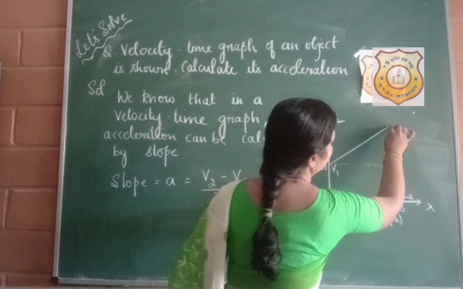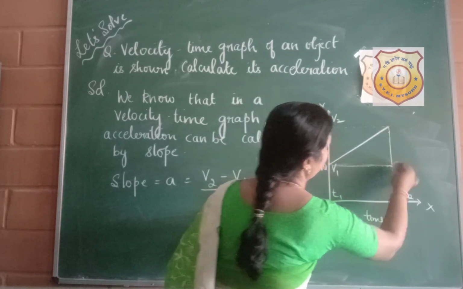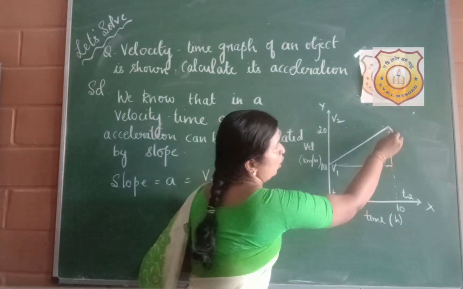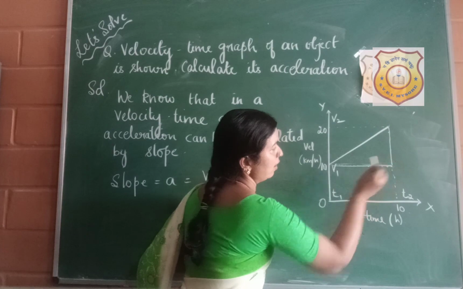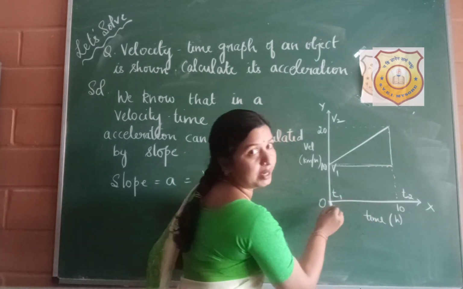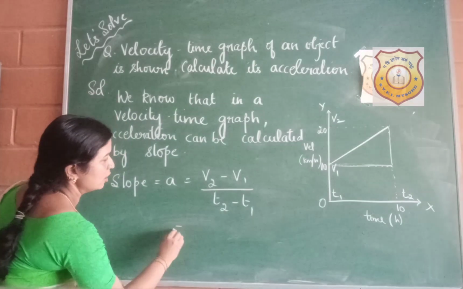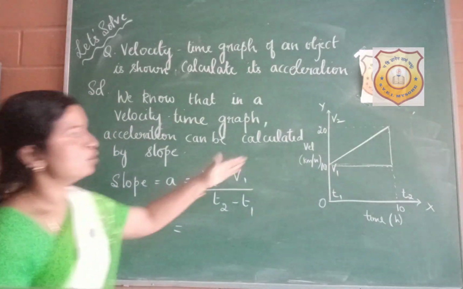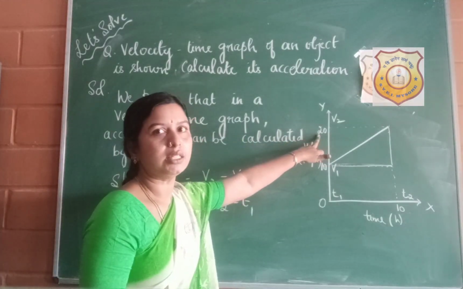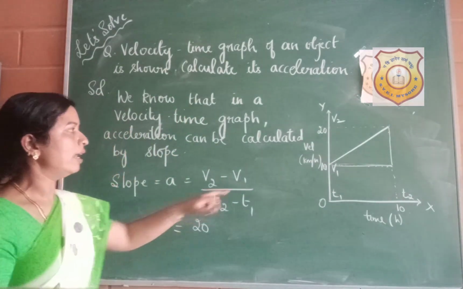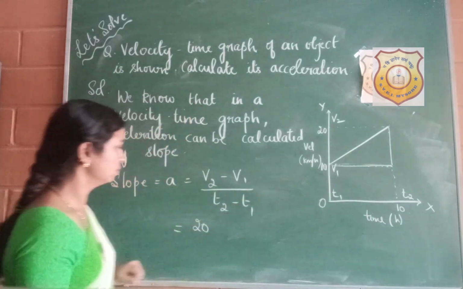So that you understand, I have just made it as a triangle. So slope is v2 minus v1 by t2 minus t1. Here the values are the same. What is the value of v2? Check on the y-axis. It is 20. And what is the value of v1? 10.